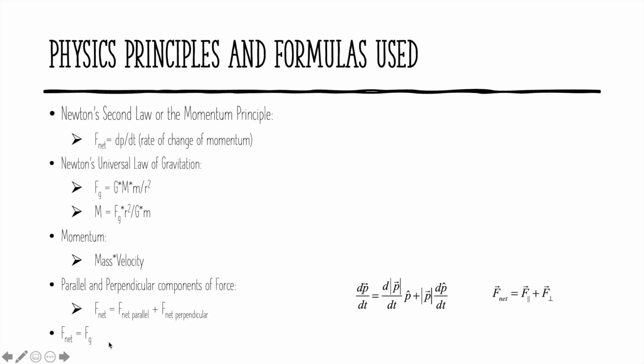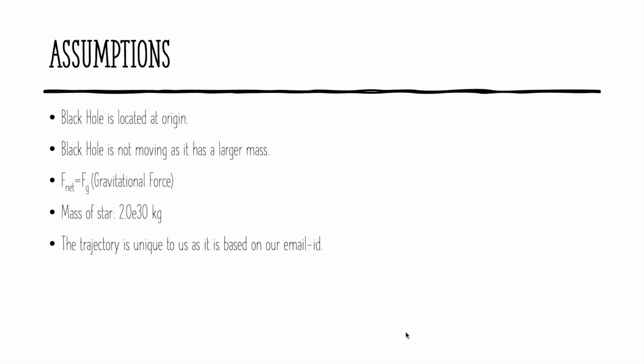Here we can see that the net force is equal to the gravitational force, as we only consider the force by the star acting on the black hole. The parallel and perpendicular components of the force state that the net force is equal to F net parallel plus F net perpendicular. We have made the following assumptions in our experiment.